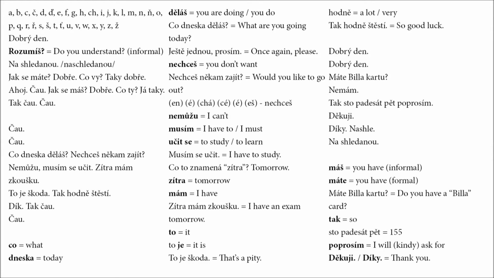So to, we already know this word. To is it. So we're saying to, something. To je, and je. We've had this word as well. This is it is. To je. We're saying something it is. That's a pity, or okay, it's a pity that you cannot go out.